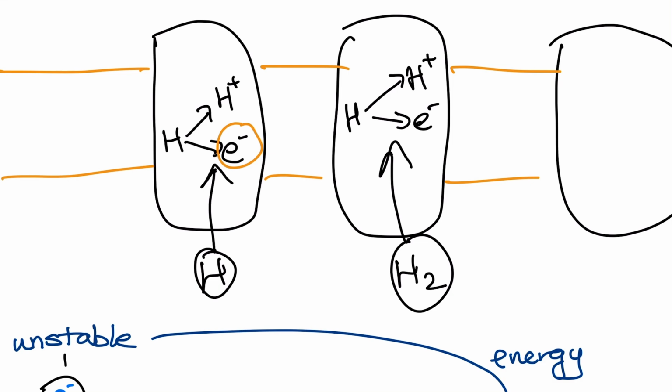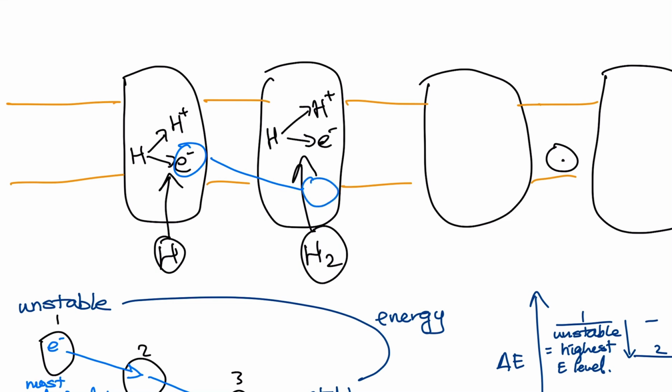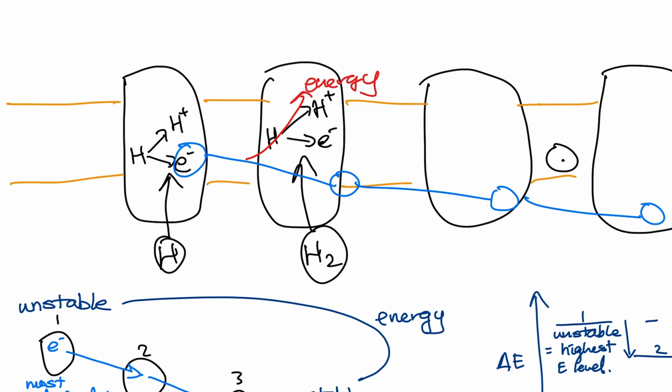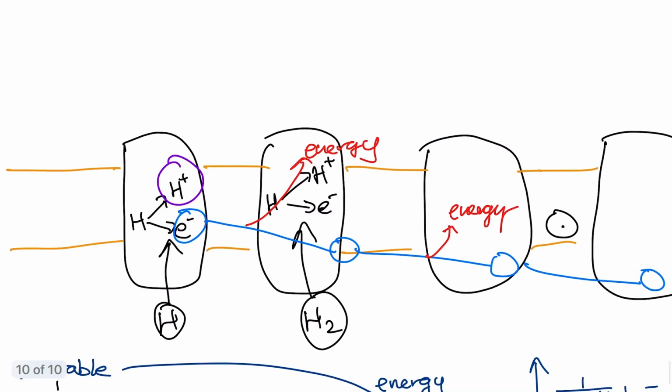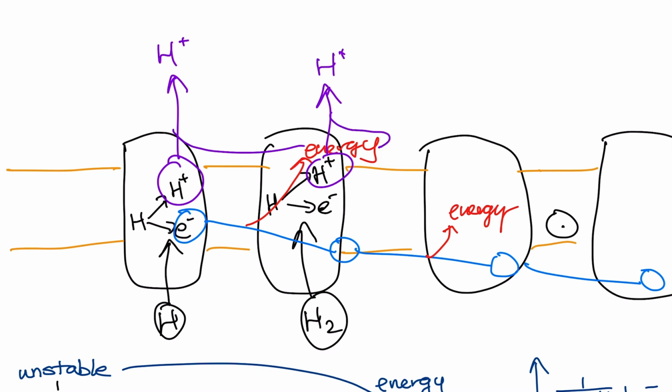So this releases some energy, right? As I just said, as it goes down the chain, some energy is released. Let's just draw some energy. Energy is released. This energy powers the hydrogen ions, and it enables the hydrogen ions to be pumped out of the membrane. So the energy actually fuels this process.